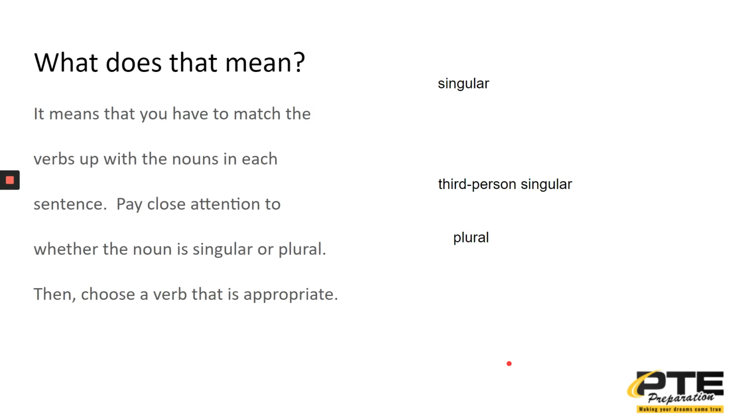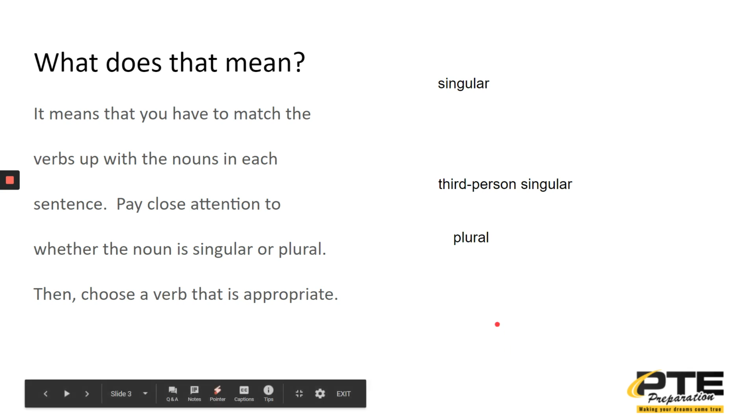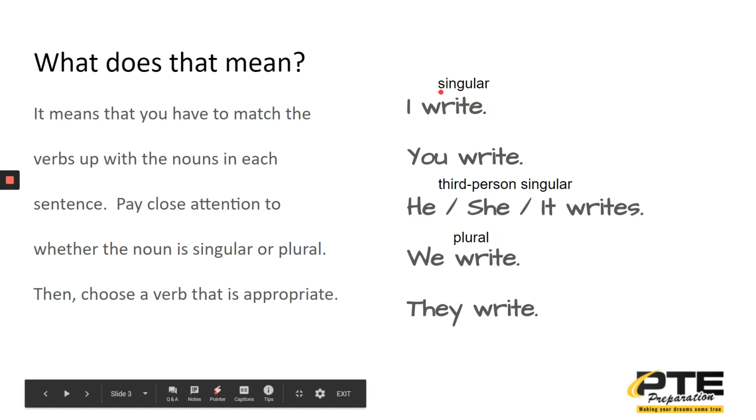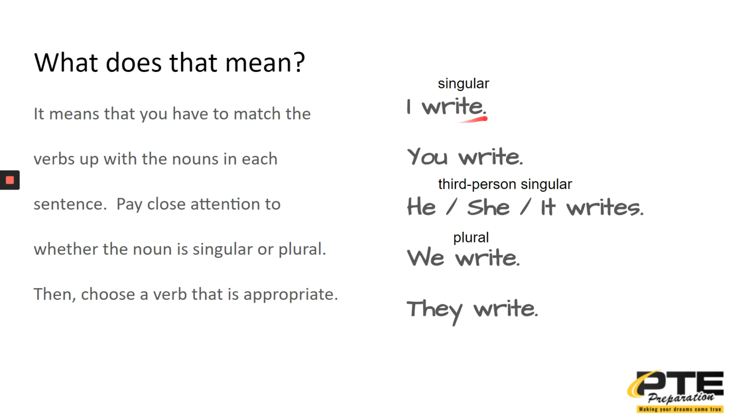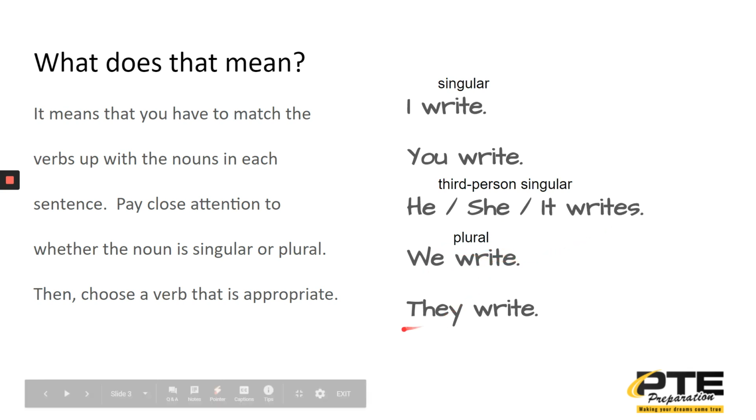It means that you have to match the verbs up with each noun in the sentence. Pay close attention to whether the noun is singular or plural, and then choose a verb that's appropriate. So, for example, the singular first-person words are I write, you write. In the third-person singular, it's still singular, but our verb changes and we add an S to most verbs. So he writes, she writes, it writes. And your plural nouns are we write and they write.